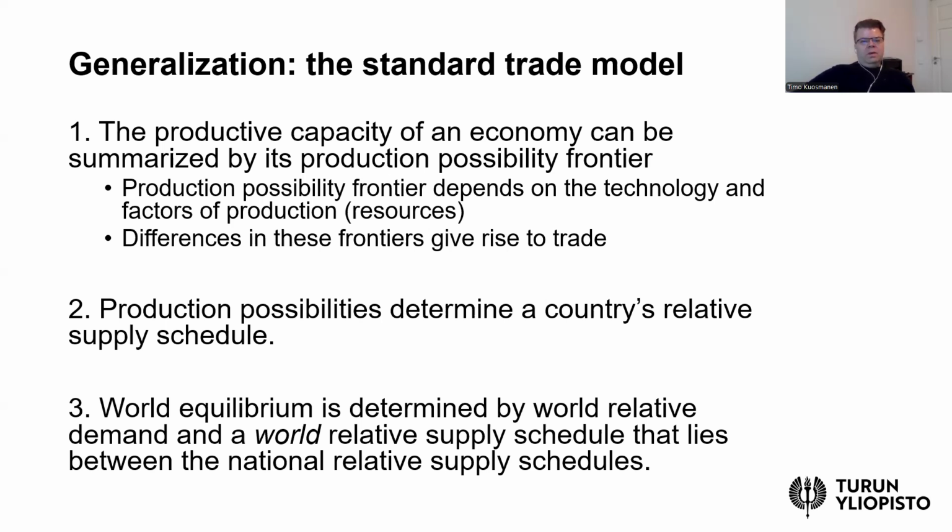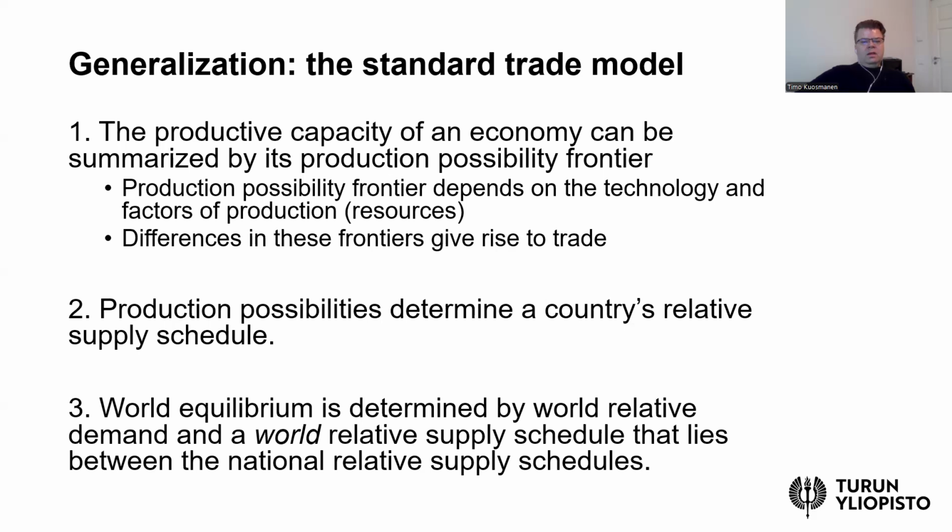And some of the important elements of the contemporary standard trade model, which is nowadays very well established, is that we can summarize the productive capacity of an economy using the production possibility frontier. And this production possibility frontier depends both on the technology and the factors of production. So it's not only the scarcity or abundance of labor and capital, but also technology can be different across different countries. So in other words, the production functions can differ across countries. So these are the essential differences that give rise to trading: differences in technology and differences in the endowments of labor and capital.